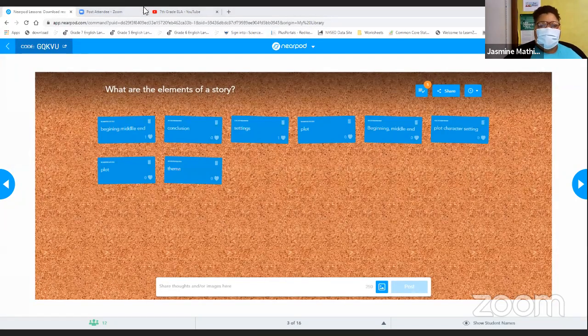So if you see any on here that you agree with on the collaboration board, feel free to go and heart it. Go and like them. Let them know that you agree.